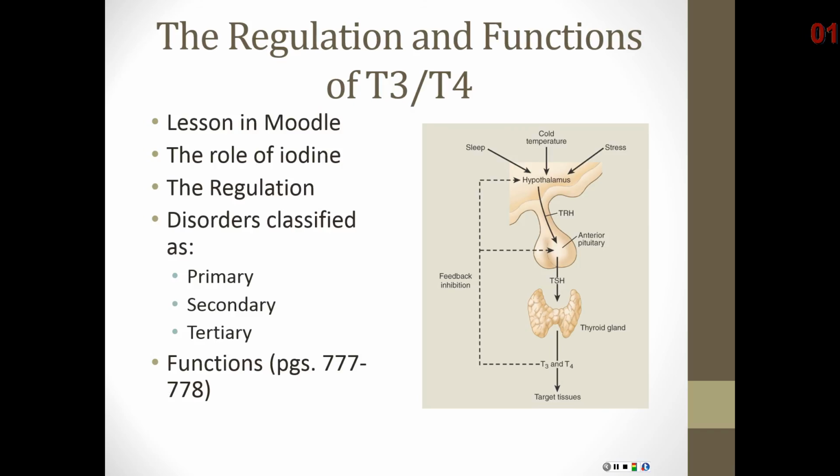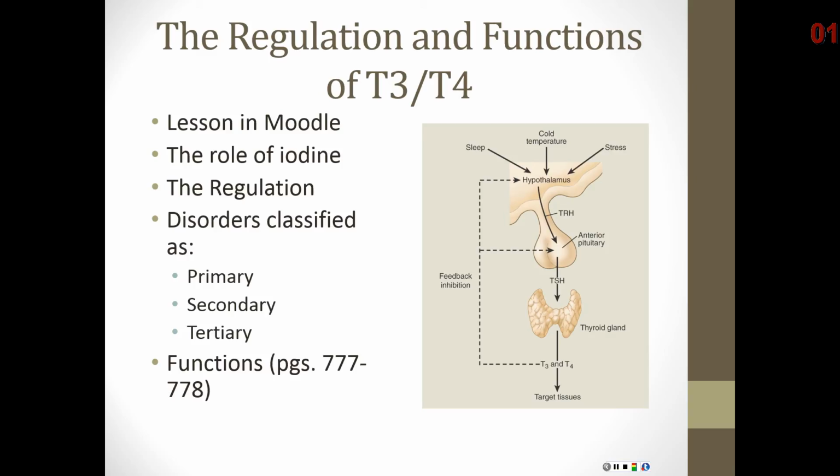We're exclusively looking at T3 and T4 made in the thyroid gland, and also the associated TSH, which is necessary for T3 and T4, and that's made in the anterior pituitary, and the thyroid releasing hormone produced in the hypothalamus. So if you are not familiar with this feedback process, this regulation process, please go back and look at the lesson in Moodle.